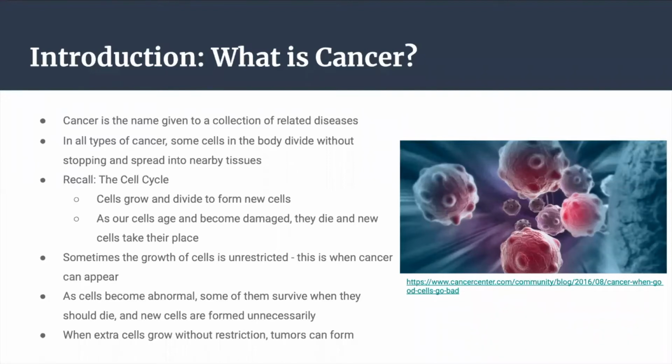As we learned earlier, our cells grow and divide to form new cells through a process called the cell cycle. As our cells age and become damaged, they die and new cells take their place. However, there are times when the growth of cells is unrestricted, which is when cancer can appear. As cells become abnormal, some of them survive when they should die, and new cells are formed unnecessarily. When extra cells grow without restriction, tumors can form.